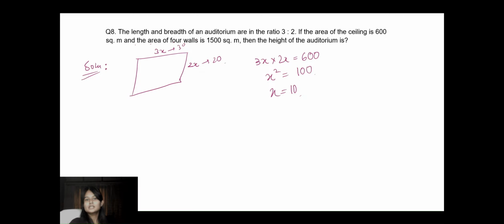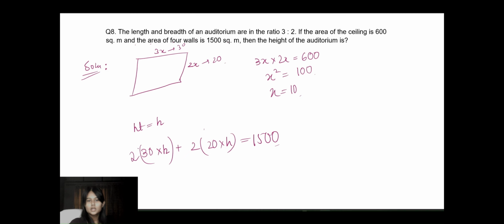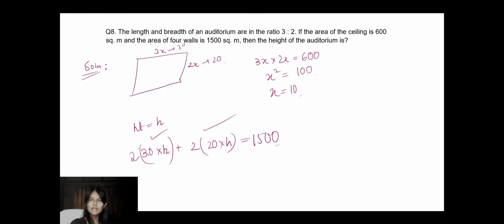Area of the 4 walls is 1500 square meter. Now this is an interesting thing. So let the height be h. Now if I think about the area of the walls and add them up, you can see that twice 30 into h plus twice 20 into h is nothing but 1500. This is the 2 walls area, this is the 2 walls area, right? Height we do not know, but we know the sides. So this is the total area of the walls.